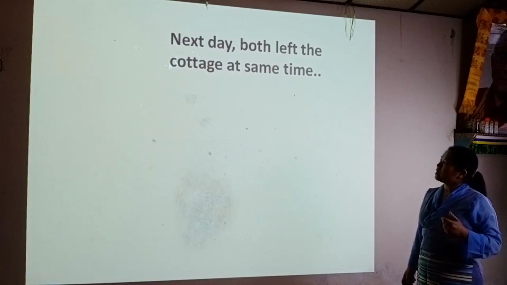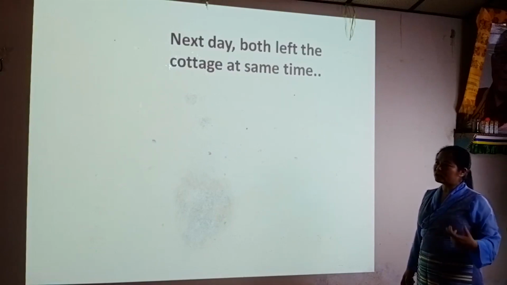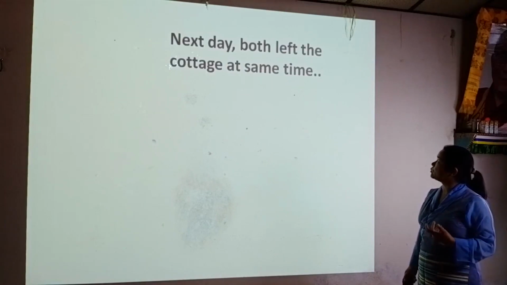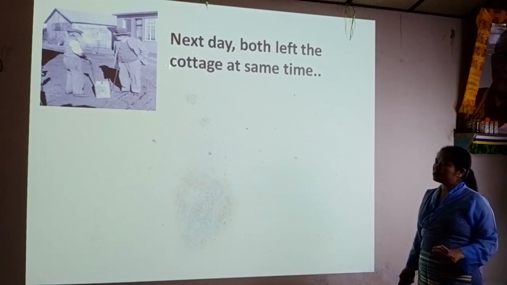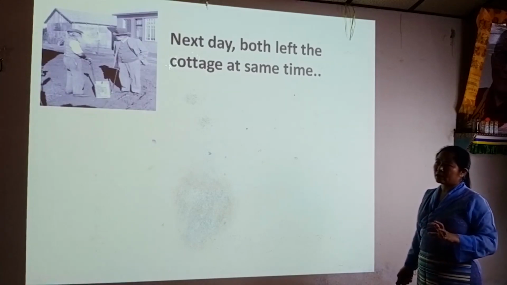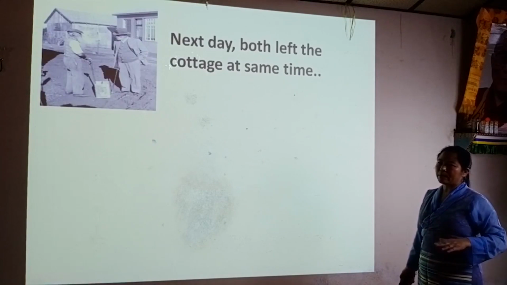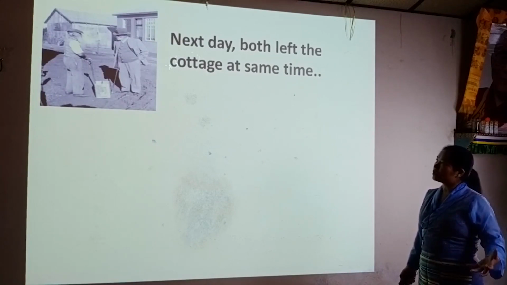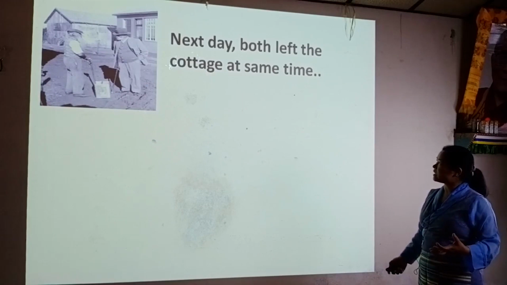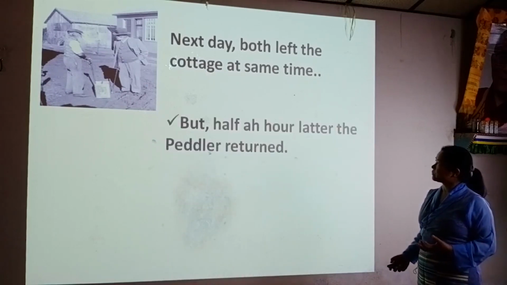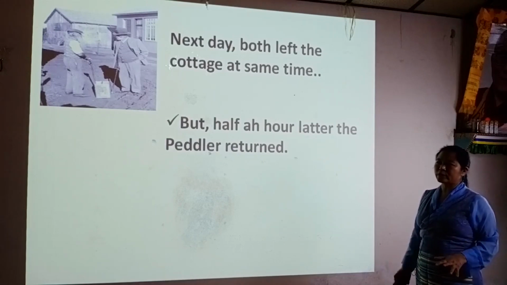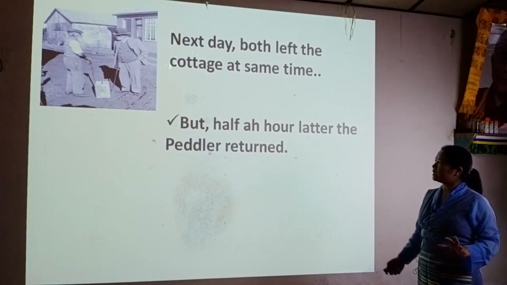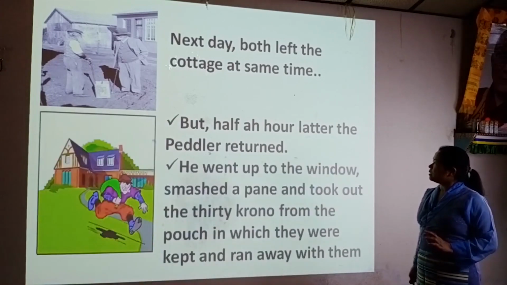Okay, so after spending the night with him, talking to him, the next day both left the cottage at the same time. The peddler went on his work of selling the rat traps, and the crofter maybe had some errands to run. So both left the cottage at the same time. But what happened? Half an hour later, the peddler returned. Why do you think he came back? Why do you think the peddler returned half an hour later? Okay. What was his purpose?